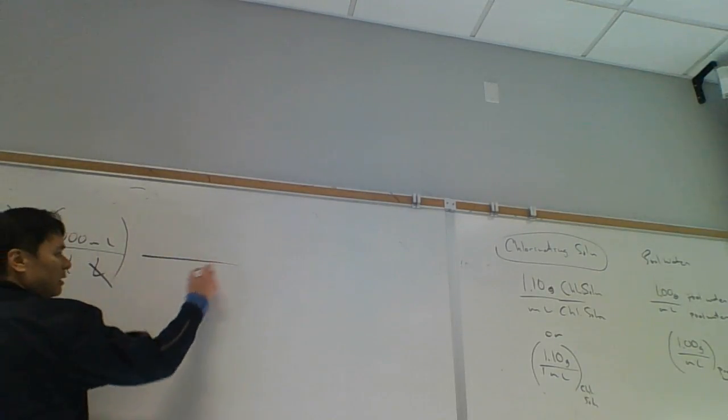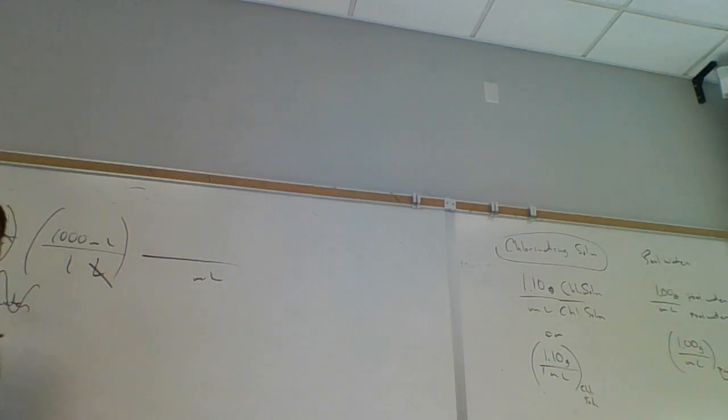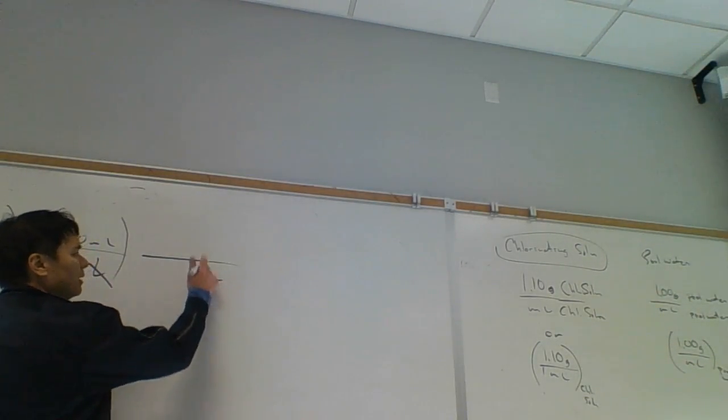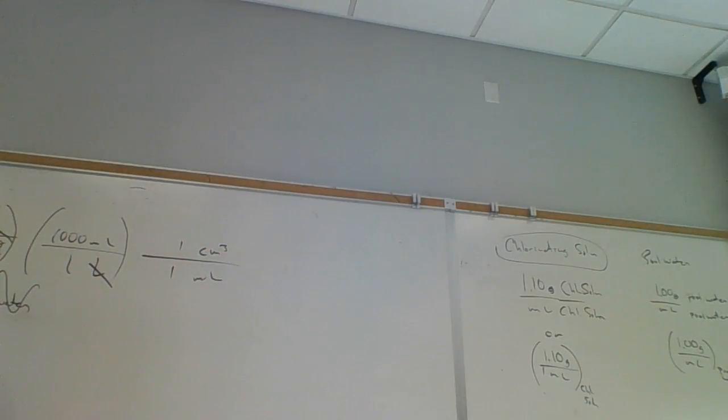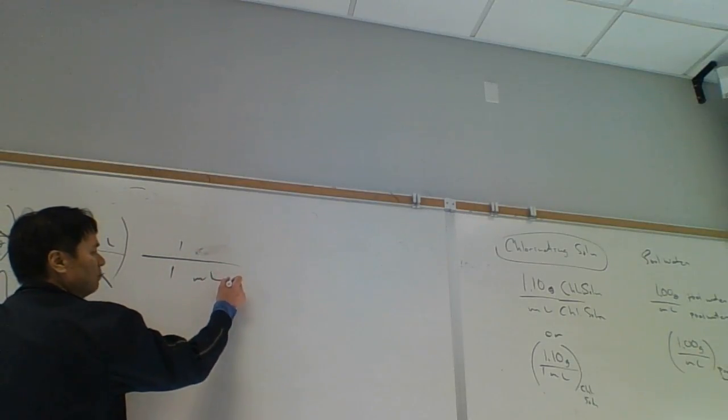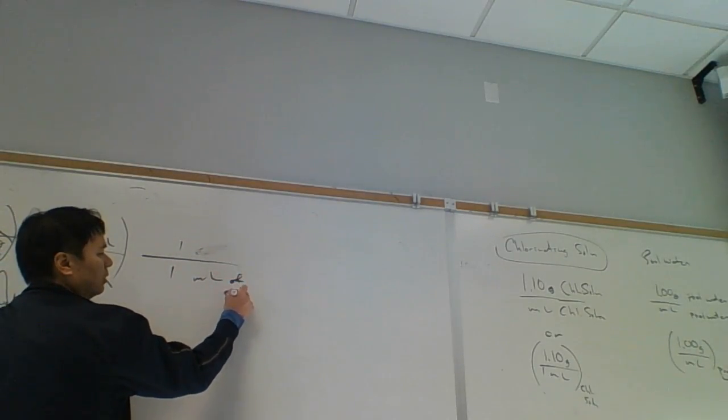Now I want to get rid of milliliters of pool water. Do I have something that gets rid of milliliters of pool water? Centimeters cubed. Yeah, I have something. I could go from milliliters to centimeters cubed, by definition. Should I go that way? No, actually, if I have something that gets rid of milliliters of pool water, that would be nice.